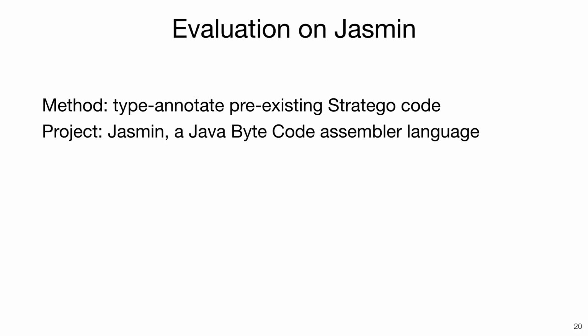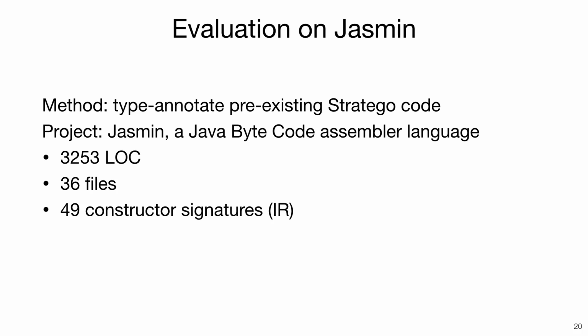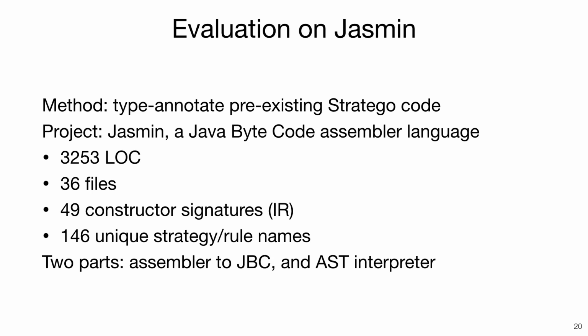The manually written Stratego code in this project is over 3,200 lines, spanning 36 files. Some intermediate representations are already defined with 49 extra constructors that were not generated by the grammar specification. There are 146 different strategies and rules. This project consists of an assembler to Java bytecode and an AST interpreter of Jasmin code.